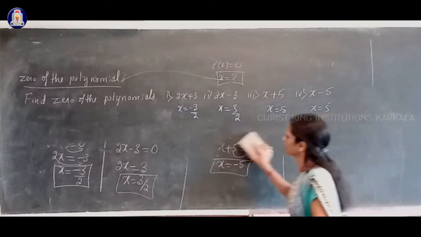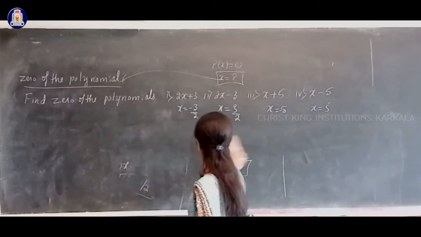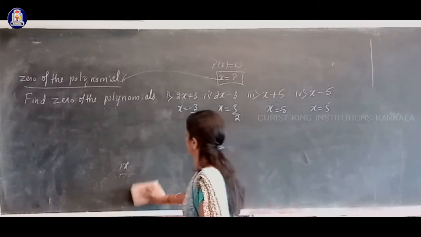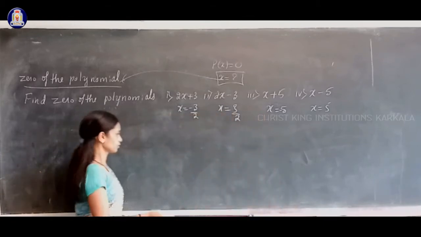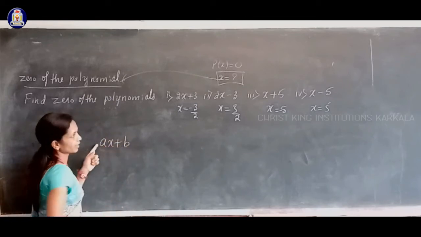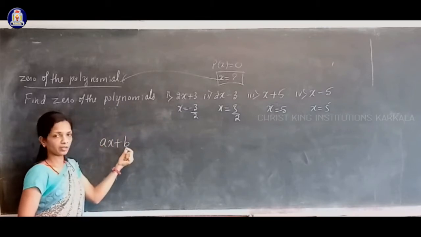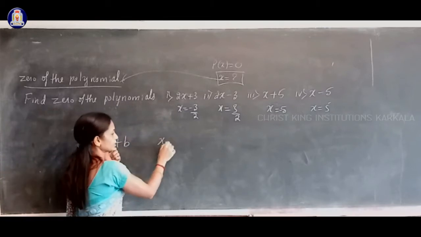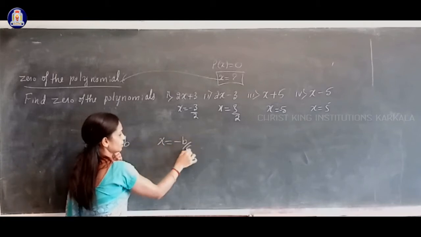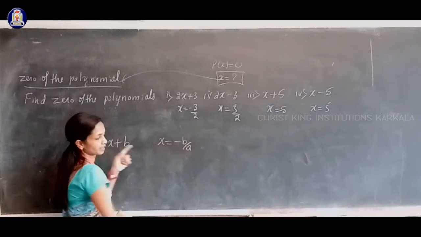So, in general, suppose you have polynomials of the type ax plus b, where a and b are numbers like 2x plus 3, 2 in a place and 3 in b place. Then what will be the 0? x equal to minus b by a. What is b? b is 3 and a is 2, minus b by a, directly you can write.